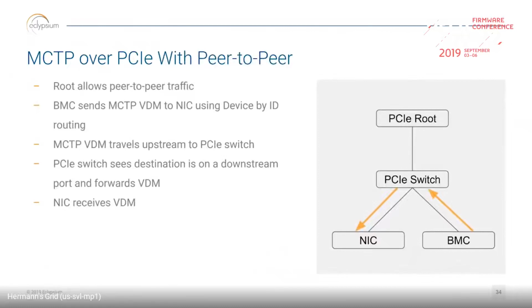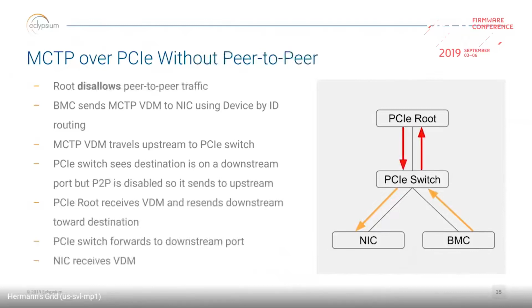So just to make this a little bit more clear, in a case when you have peer-to-peer and the root allows it, the BMC is going to send, say, NCSI traffic over MCTP, and it's going to send that up to the PCIe switch, which is then going to just immediately short-circuit it back down to the NIC, and it's going to handle that VDM and probably send a response back. But in a case where you disable the peer-to-peer traffic, it has to actually punt it all the way up to the root complex, and the root complex has to push it all the way back down.